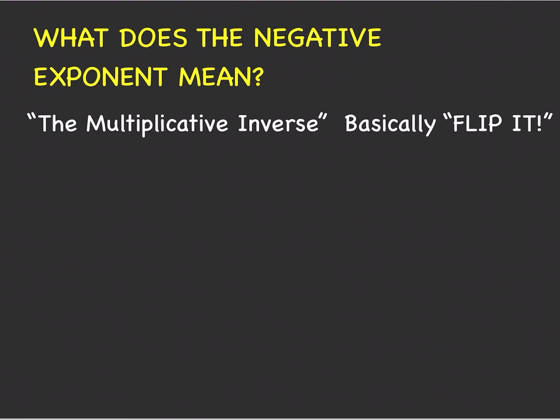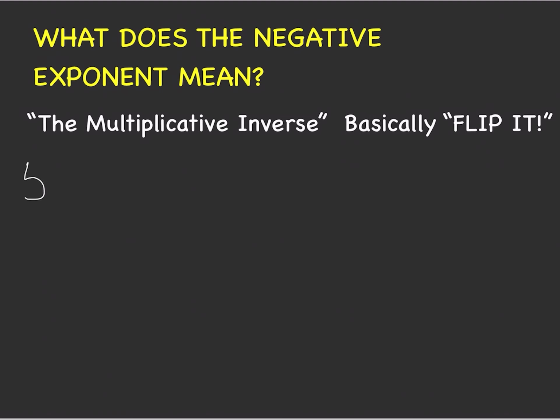So what does a negative exponent really mean anyway? Well, the word is that it's called the multiplicative inverse. But most of the time, you're just going to think to yourself, flip it. Okay? You probably won't remember that name, and it really doesn't matter as long as you know what to do with it. And a lot of times just saying the two words, flip it, can give you a clue.